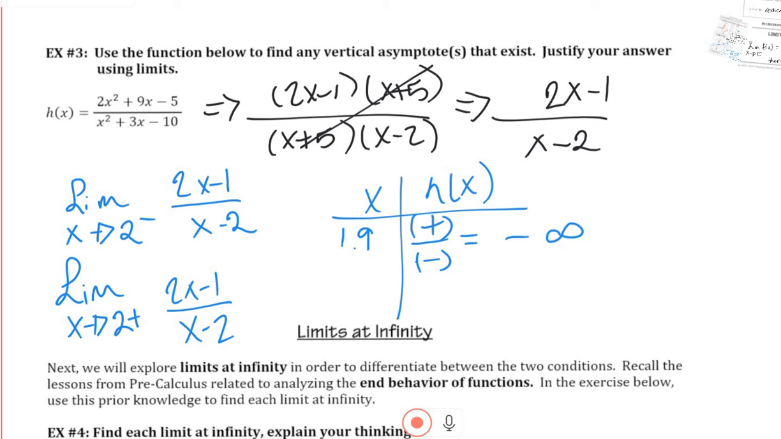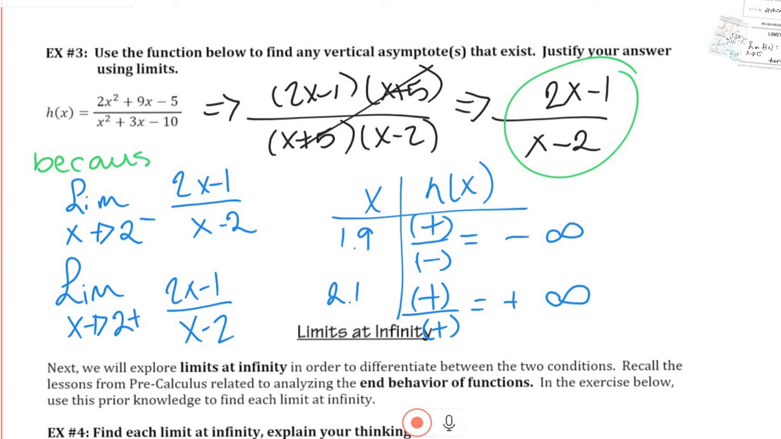And then as it's approaching from the right, so something a little bit bigger than 2, if you plug in 2.1 times 2 minus 1, still positive, and then 2.1 minus 2 is still positive. So if they're asking you to justify that there is a vertical asymptote, it's not enough to say, oh, because when you plug in 2, you get 0. That's not correct. This is your justification. Remember our definition for a vertical asymptote is that as it's approaching c, it has to go to positive or negative infinity from the left or the right. So this is your justification for those.